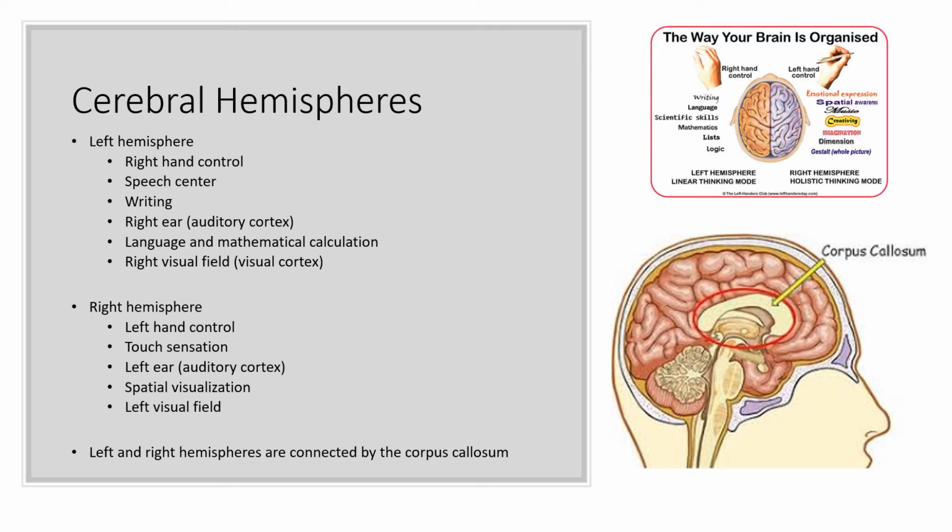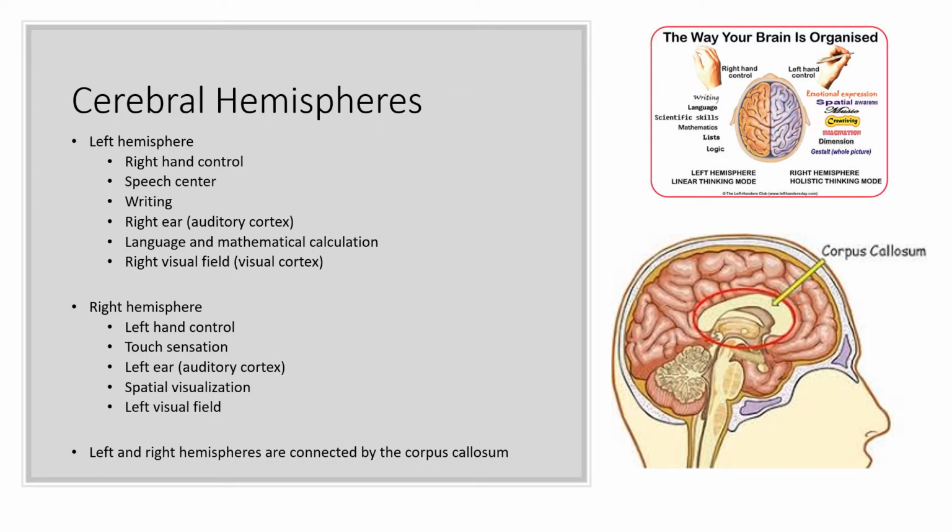Your right hemisphere, on the other hand, is under left hand control. So if you're left-handed, you more often use your right hemisphere. It's involved in touch sensation. There's the left ear auditory cortex. It's involved in spatial visualization and is innervated by the left visual field. It's also involved in emotional expression and music and creativity and imagination. It's often called the holistic thinking hemisphere. And so left-handed people tend to be really creative. They are very artistic. My left-handed friends are amazing artists, which is insane. So that is how your brain is organized.